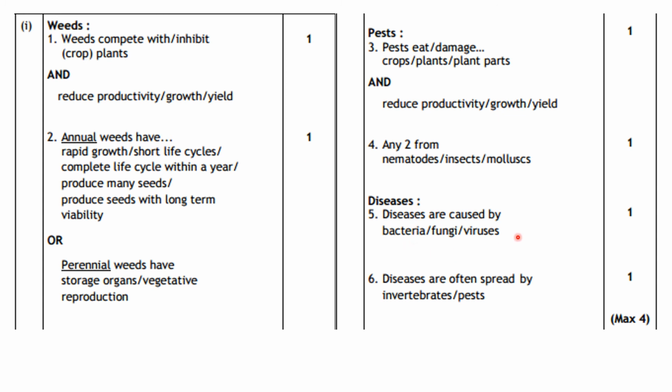Diseases, just an example of an organism which causes a disease, whether it's bacteria, fungi, or viruses. And then you would also get a mark for saying diseases are often spread by invertebrates. So a maximum of 4 for the first part.